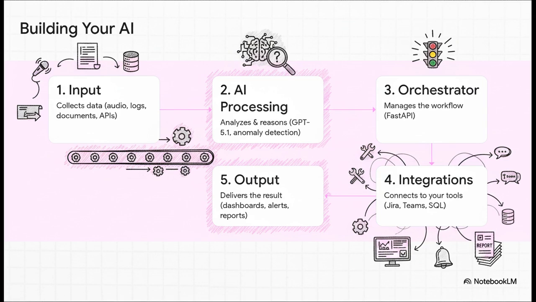Layer 2 is the AI core. That's where all the analysis and reasoning happens. Layer 3, the orchestrator, is the traffic cop, managing the entire workflow from start to finish. Layer 4 connects out to all your other tools, and finally, Layer 5 delivers that finished product, a dashboard, an alert, or a perfectly drafted report.